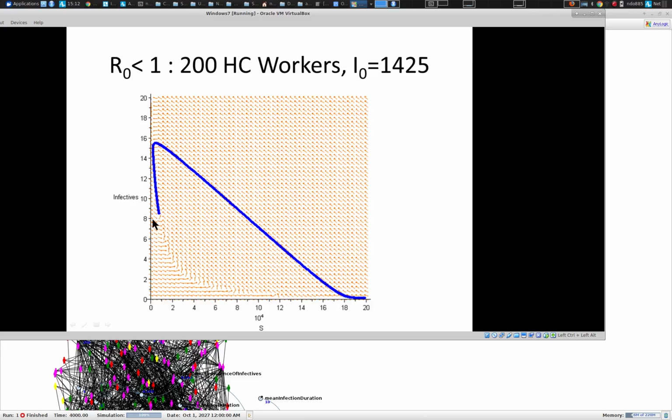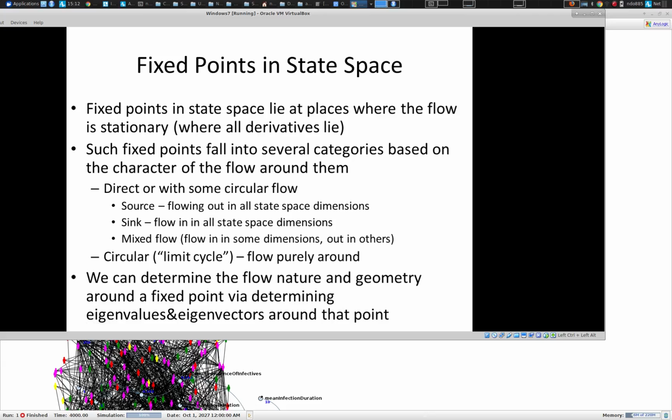So here is an example of a point, and what you'll find if you study this is that there is a bit of a ring around this. Okay, so ring around that point, and what that indicates is that it's what's called a circular flow, but it's a sink. It actually sucks things in a circular way.